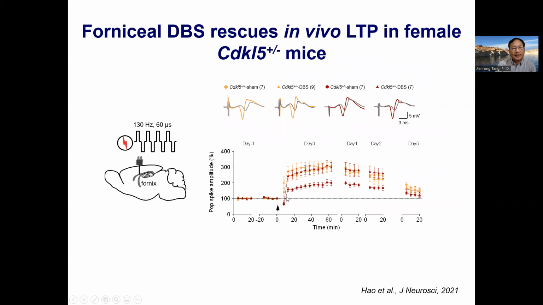So she also checked the DBS effects on LTP. We have 4 groups: wild-type sham, wild-type DBS, het sham, het DBS. This is the het sham group. Compared to wild-type sham, there is a clear impairment for 3 days. But DBS brings the LTP back to the wild-type level completely.